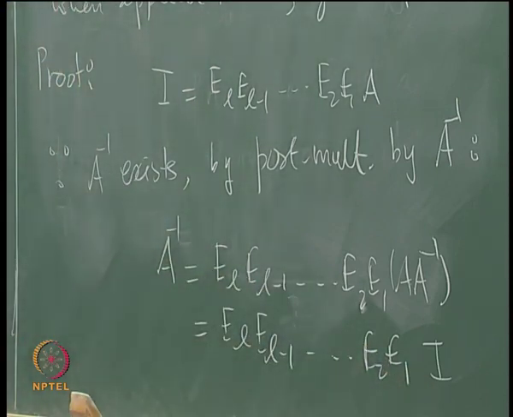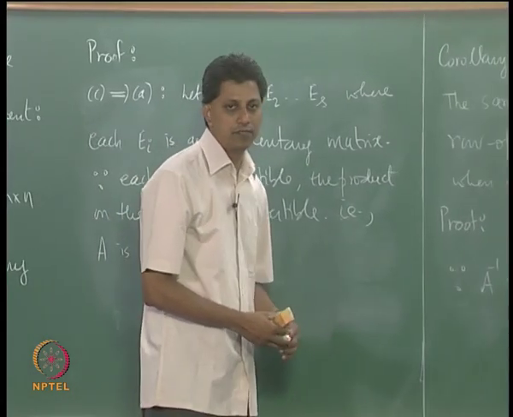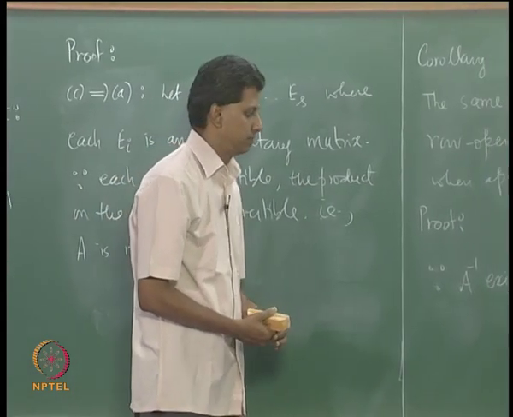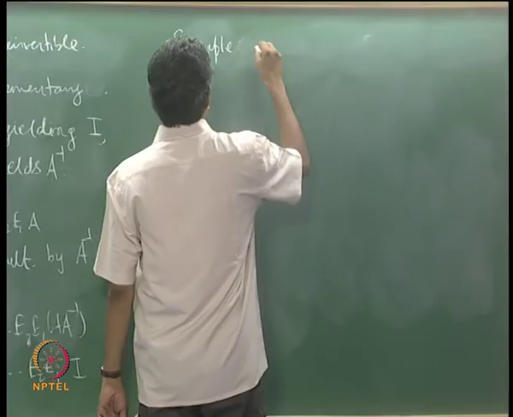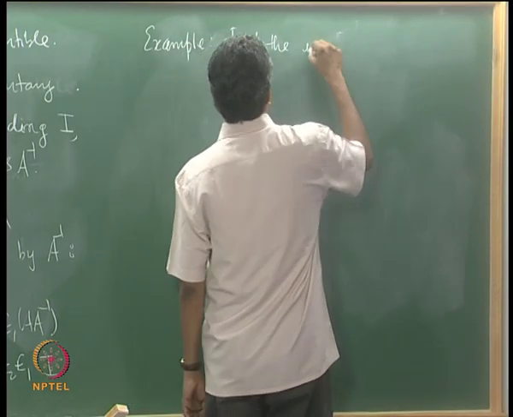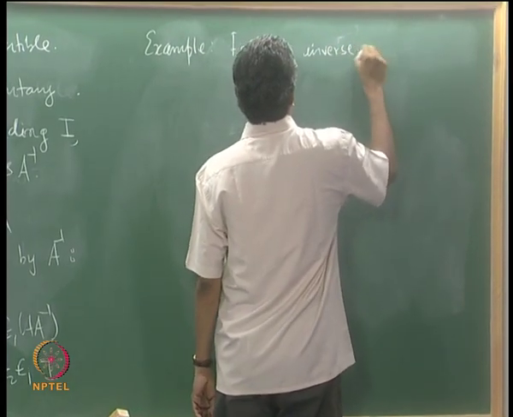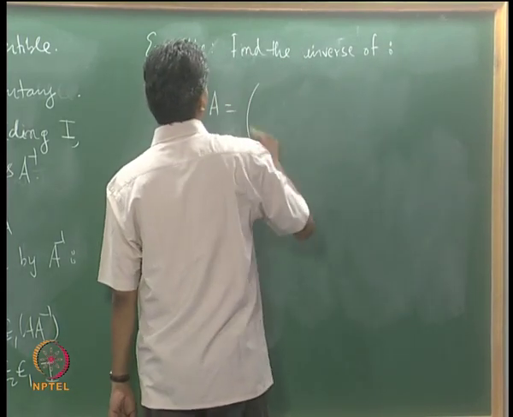Okay, let's consolidate, do one numerical example and proceed with the theory. Example where we must know that the matrix is invertible. Okay, so let me give a numerical example. Find the inverse of the following 3x3 matrix.